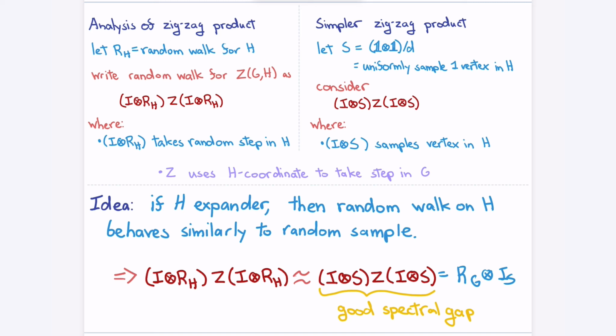Now, the high level intuition is that if we can argue that this is actually really similar to this because RH should be really similar to S, then that's the high level approach. Okay, so we keep claiming that this expander should look like a uniformly random sample. And if that was actually true and I could just drop in S for RH, then we would get what we wanted.